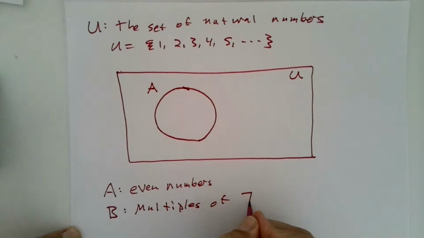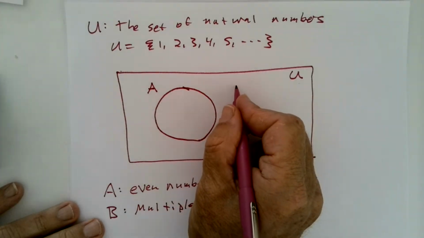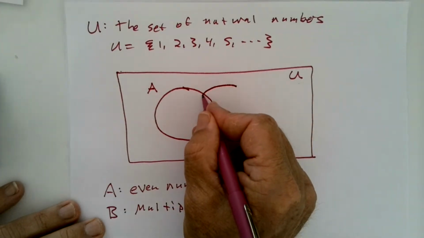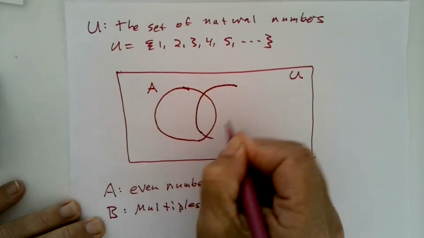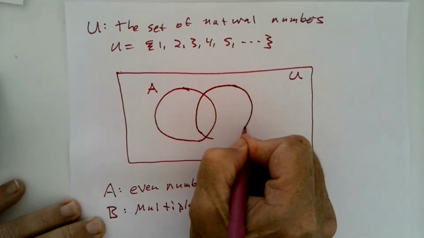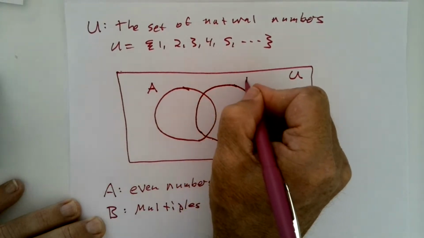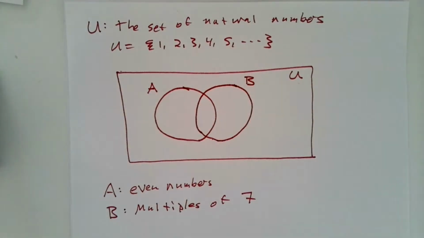Now, you might think there's a lot more even numbers than multiples of 7. In reality, that's not the case. But that is a question for higher level math classes. I'm going to go ahead and draw a B here. And you'll notice this is our favorite type of Venn diagram, and then we're going to have what? We're going to have some overlap.